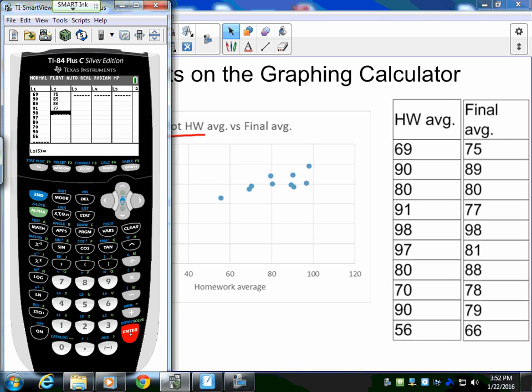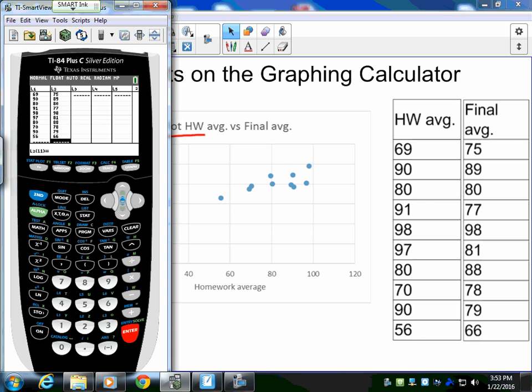77, 98, 81, 88, 78, 79, and 66. Okay, so we have our data values in.